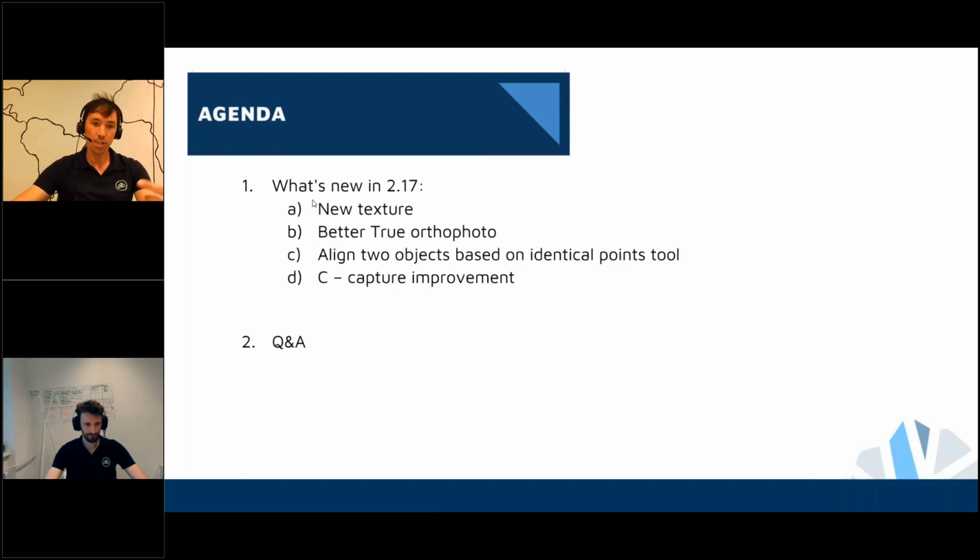Then the second improvement, which is directly connected with the texture, is a better true orthophoto. I will try to explain those benefits. Then Mattia will explain the third strong point, aligning two objects based on identical points. And last but not least, the shortcut capture improvement, where you can export a screenshot from 3D Survey directly into an image. Also, at the end of the webinar there will be enough time for questions and answers. This webinar should take about 45 minutes up to 1 hour, depending on the questions you have.